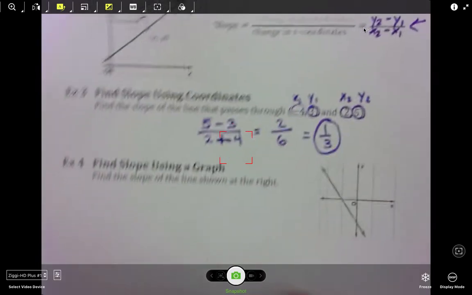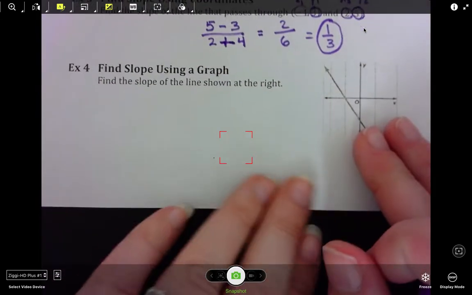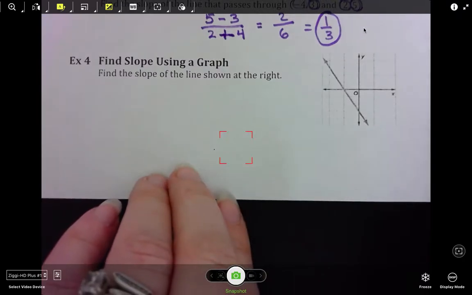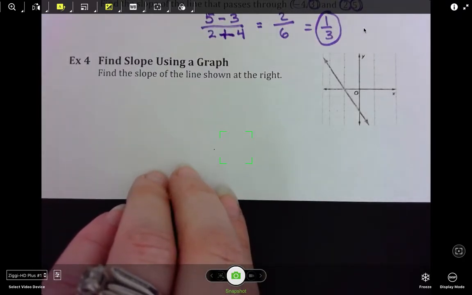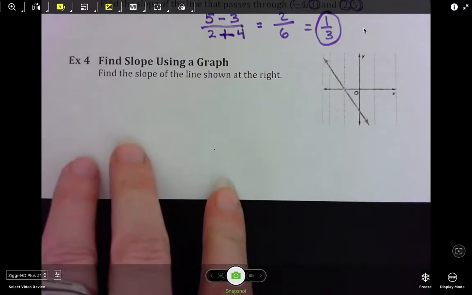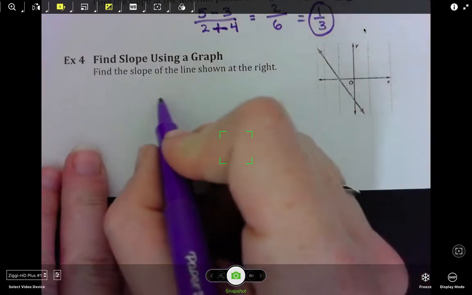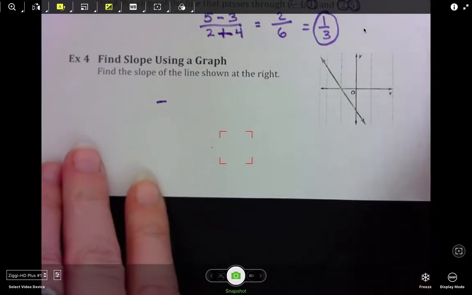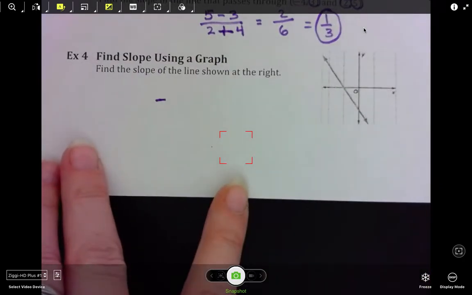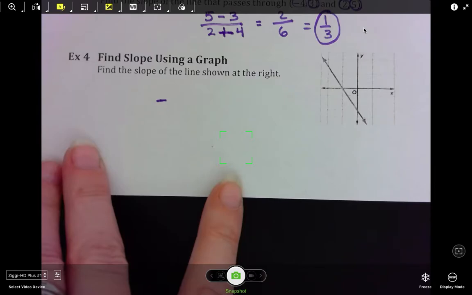And this next one, example 4, find the slope using a graph. Find the slope of the line shown at the right, okay? Now, one of the first things that you'll notice about this line is that it's going downhill from left to right. And that's going to reflect a negative slope. Okay, so make sure that in the end, your slope ends up having a negative in front of it.